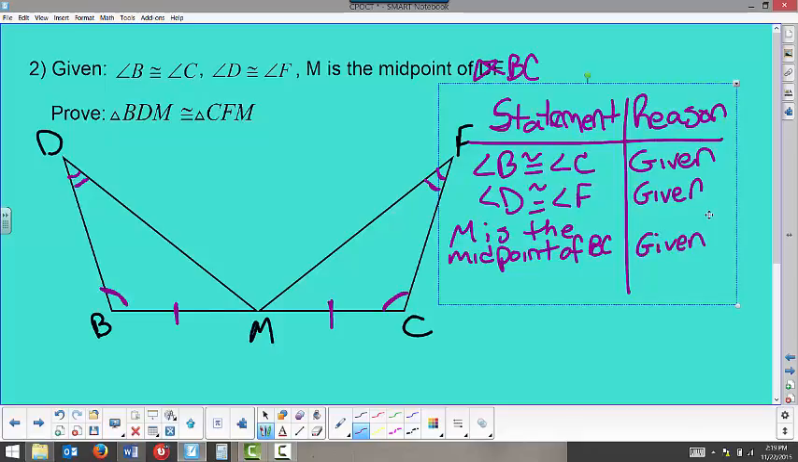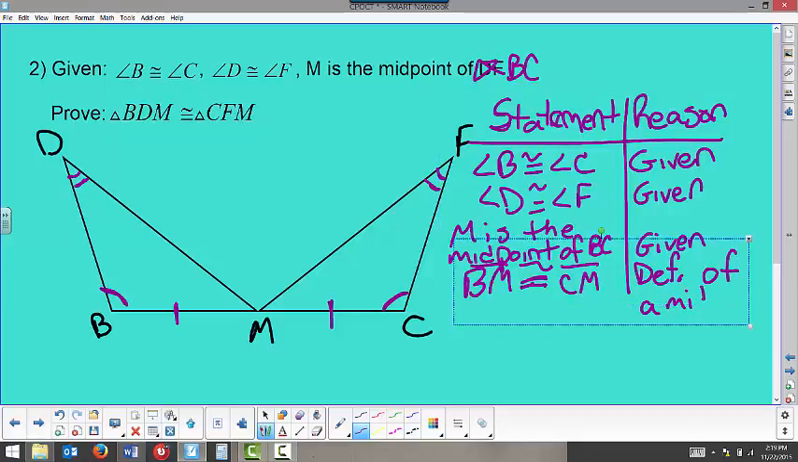And I look at my givens and I say, okay, is there anything from those givens that I can tell, or is there anything in the picture that I can tell? And we already talked about that. M is a midpoint of BC tells me something. It tells me that BM is congruent to CM. And how do I know that? I know that because that's the definition, and we'll just abbreviate that DEF, of a midpoint.